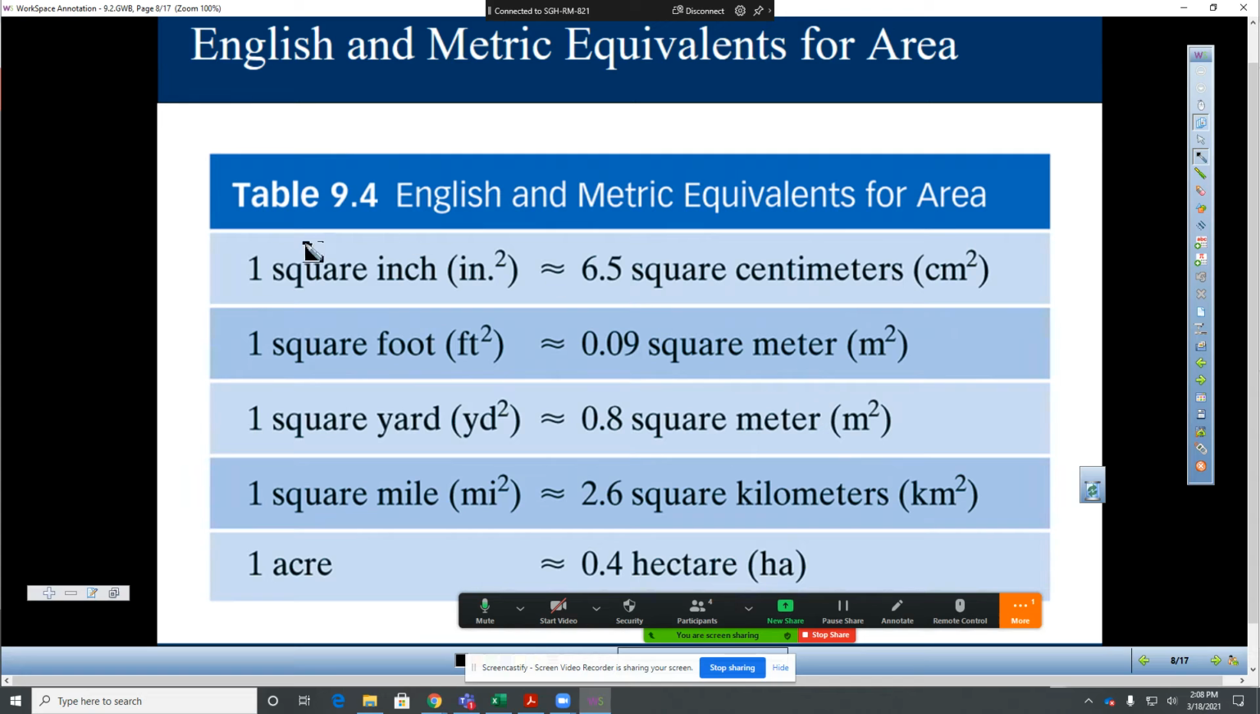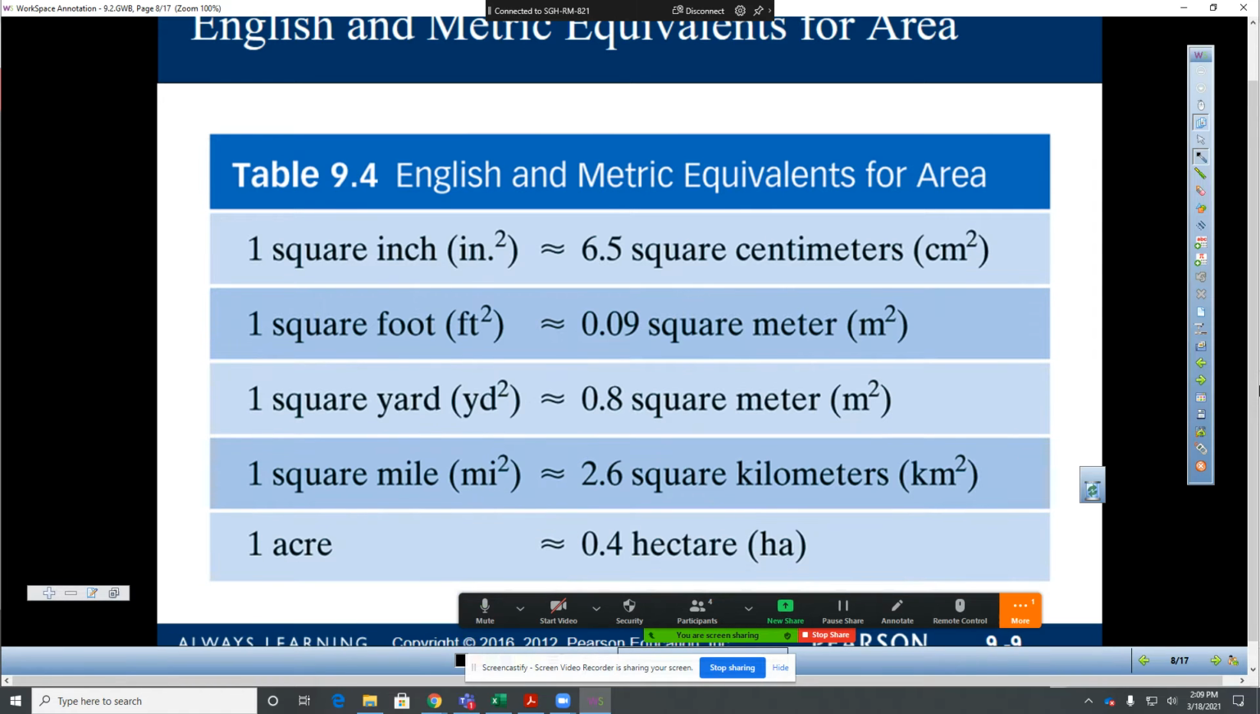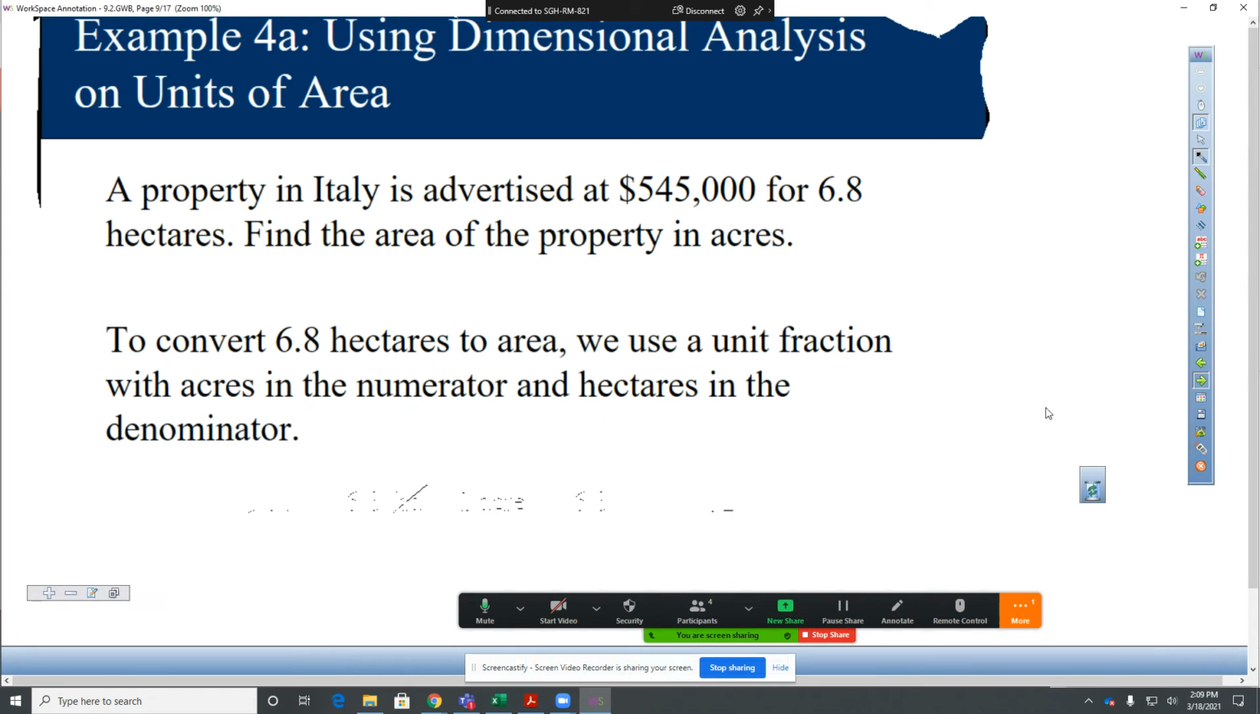All right. Comparing area from English to metric. 1 square inch is about 6.5 square centimeters. You can read through here. Metric does have what they call a hectare, which is their measurement of land. So 1 of our acres is equal to 0.4 hectares. So this chart will come up whenever you start.